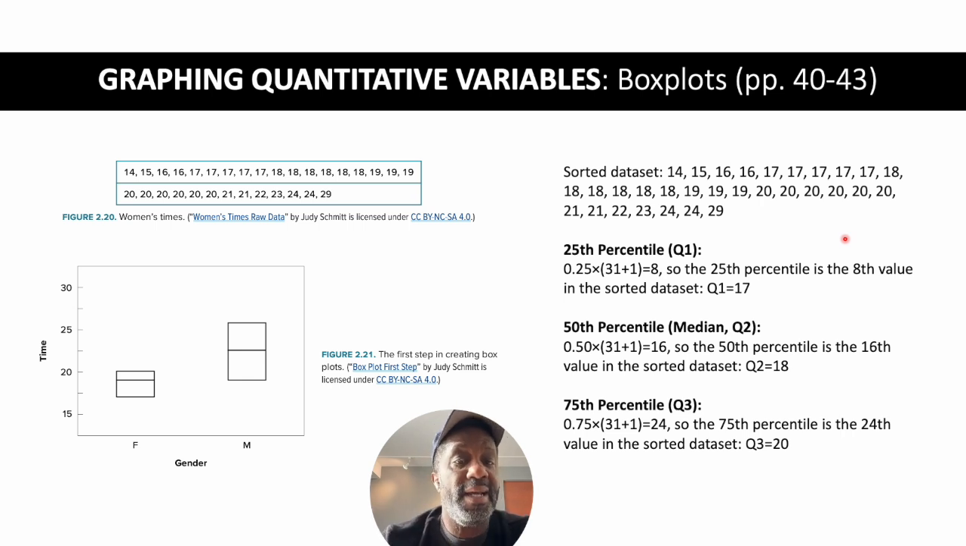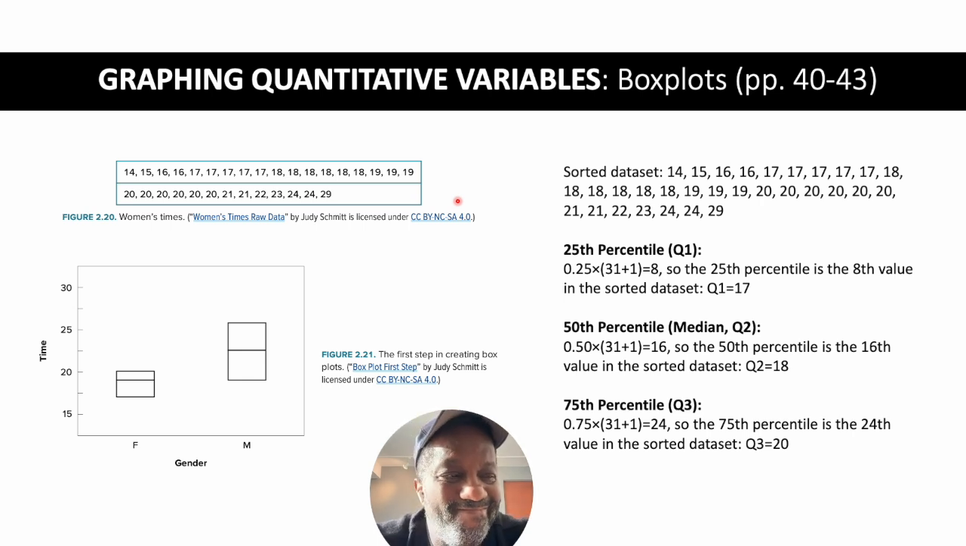So now we have the data. And to get the 25th percentile, which is the bottom, the formula is 0.25 times 31. And 31 represents the number in the data set. If you counted these numbers here, you would find that there are 31 of them. So it's 0.25 times 31, which is the data set, plus 1.